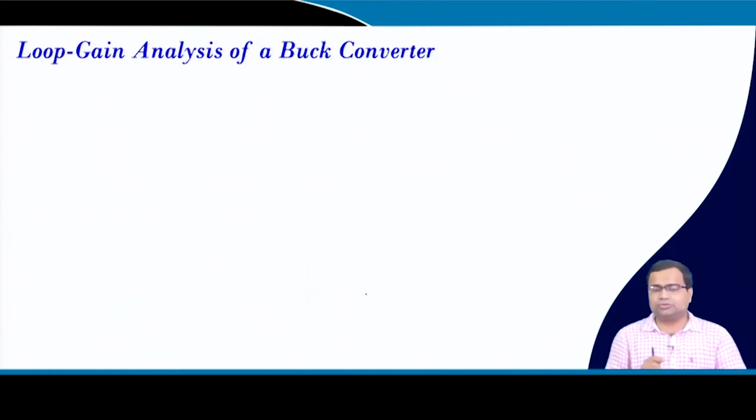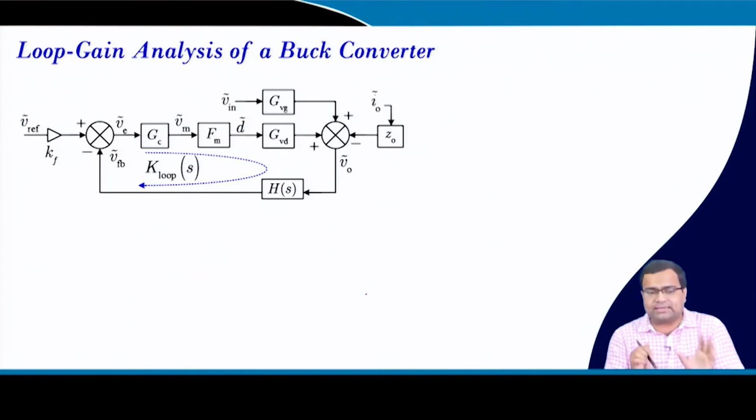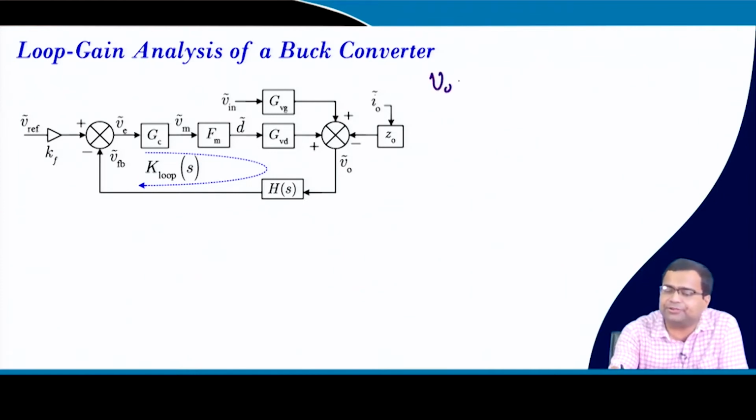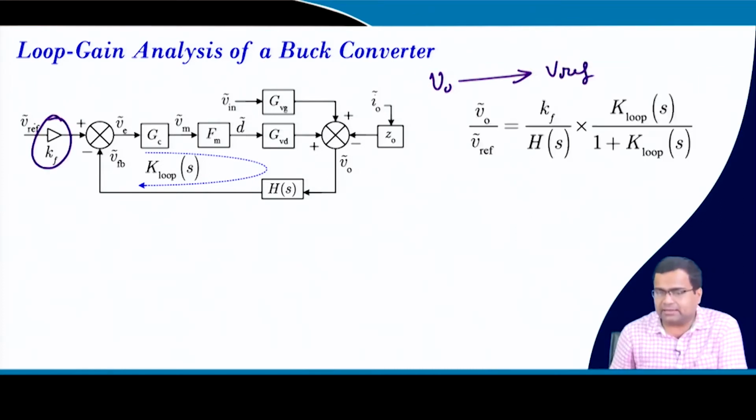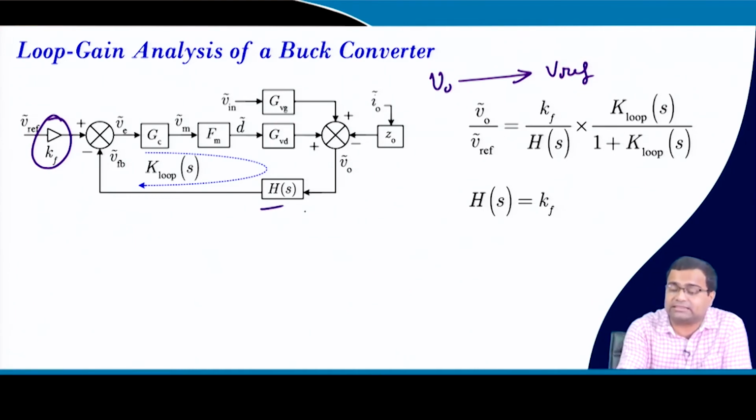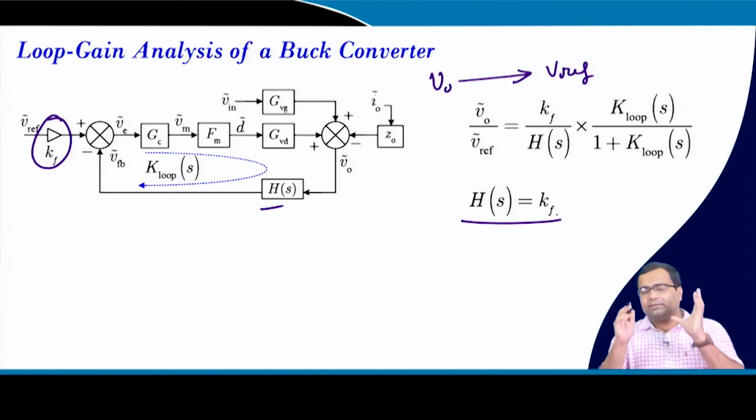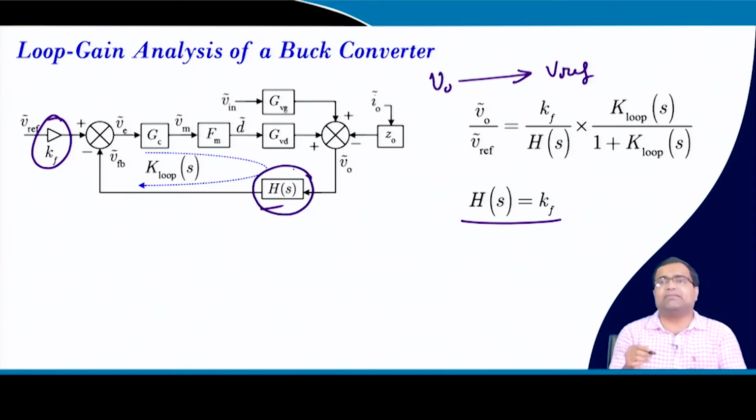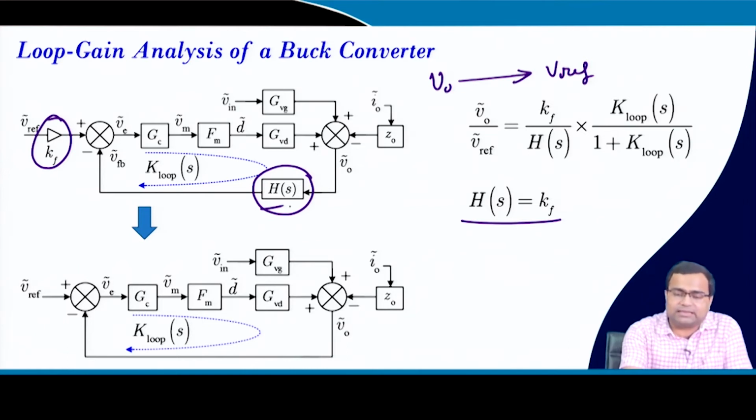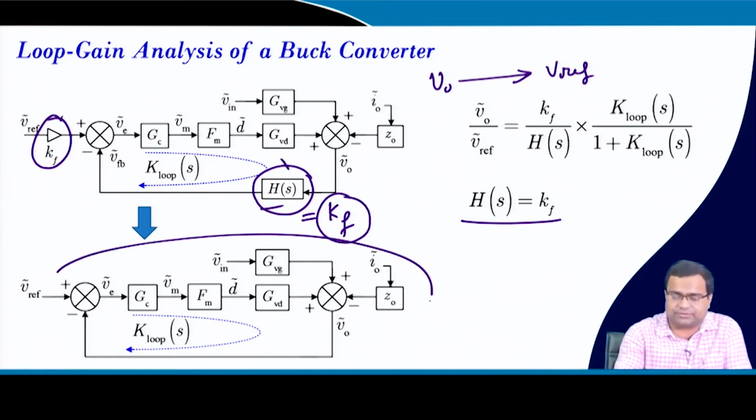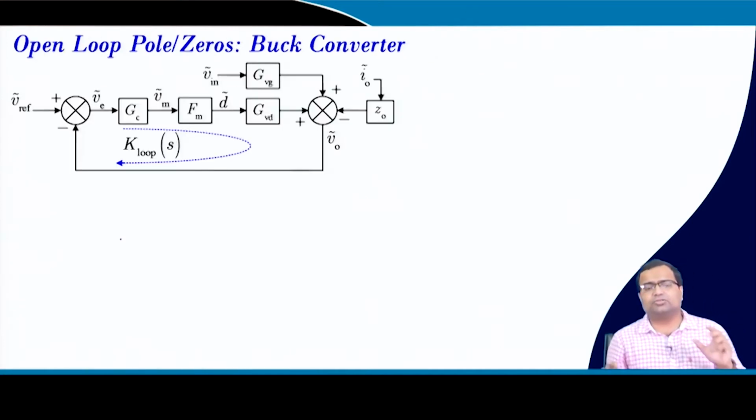Okay. So, the loop gain analysis of a buck converter: as I said, we need to map between V0 and Vref. If you set a Kf gain here, then we should set the gain of the resistive divider to be Kf. If we put a unity gain buffer, the bandwidth of the op amp is very high, so you can ignore that transfer function. Since this will be replaced by Kf, we have a Kf here and a Kf here, so you can remove this, and this will be the loop transfer function.